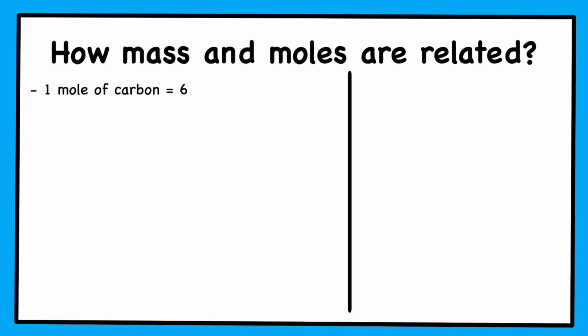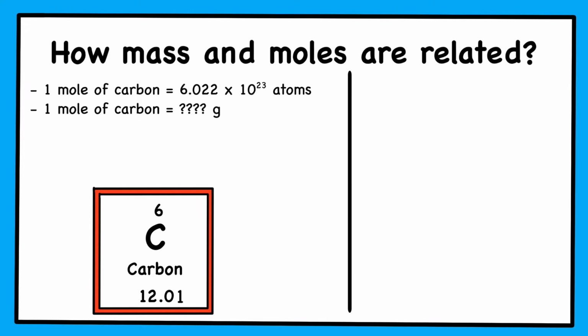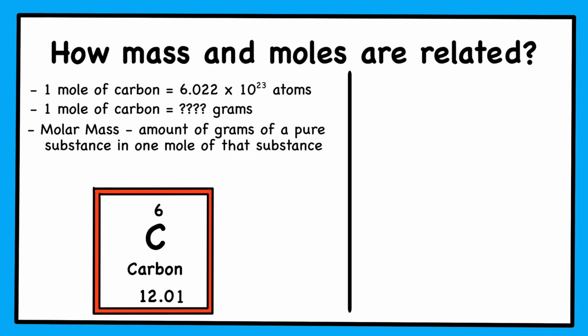We know 1 mole of carbon is 6.022 times 10 to the 23rd atoms of carbon, but how do we go from moles of carbon to grams of carbon? This is done by using the molar mass of carbon. The molar mass is simply the amount of grams of a pure substance in 1 mole of it. In the case of carbon, there is 12.01 grams of carbon in 1 mole of carbon.